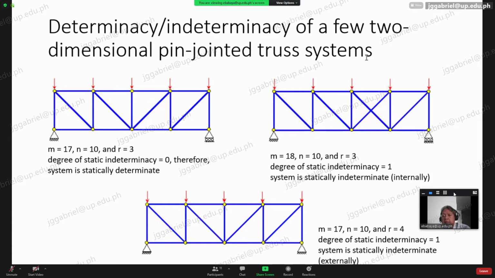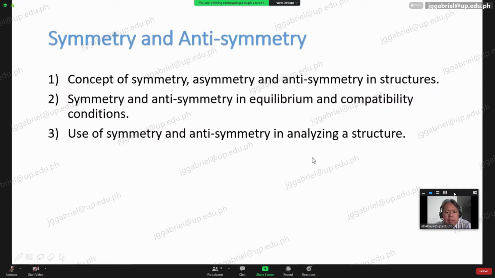Okay naman? You got it? Any question? Sige. Okay. Now, if you don't have any question doon, we proceed right away to the concept of symmetry and antisymmetry.